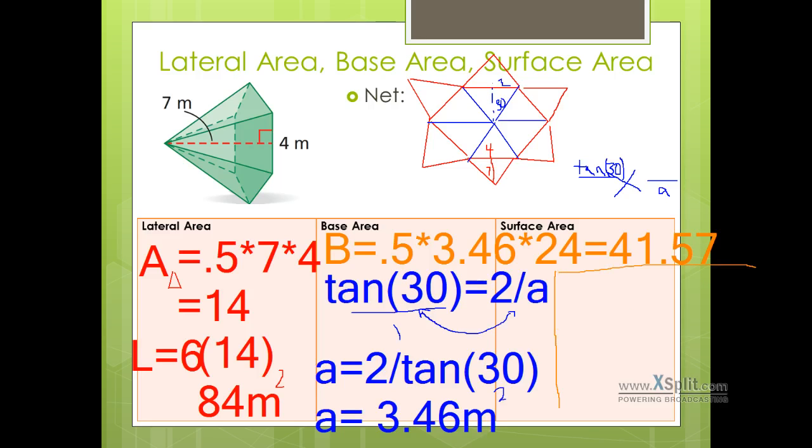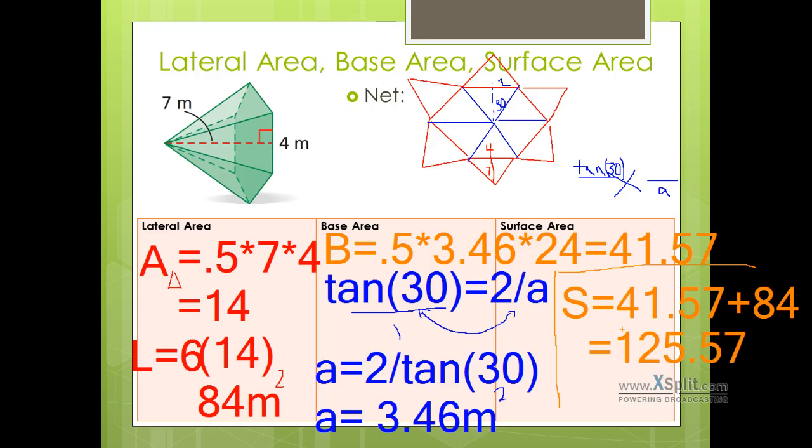So your overall surface area then, add those up. 41.57, add on the 84. That's going to give us 125.57. I should put on some units there, meters squared. Excellent. We found the surface area of this figure.